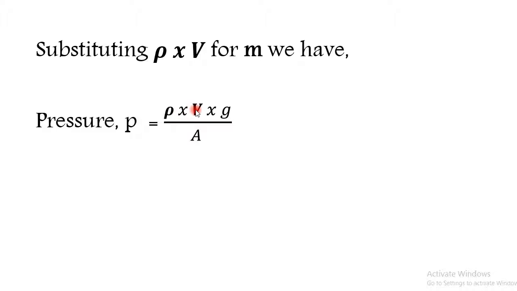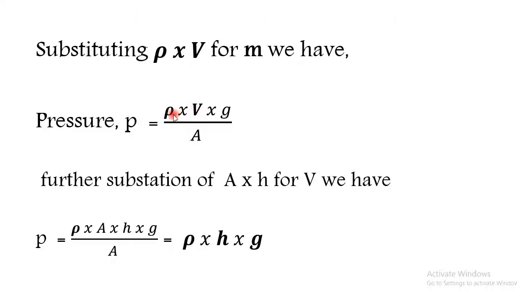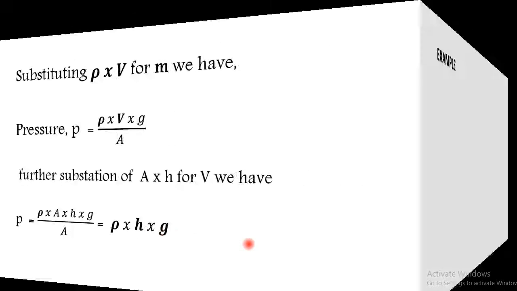But we also worked out that if we want to substitute this further, the volume is equal to the area of the base times height. So instead of having volume here, we replace V with A times h. So we have density times A times h times g over area. This area and that area will cancel because it's the same value. So the formula now becomes density times height times acceleration due to gravity. We have derived a formula for pressure, which is density times height times acceleration due to gravity.